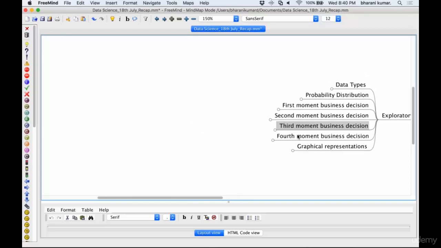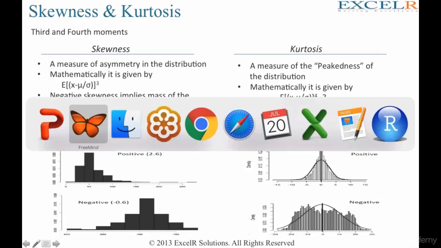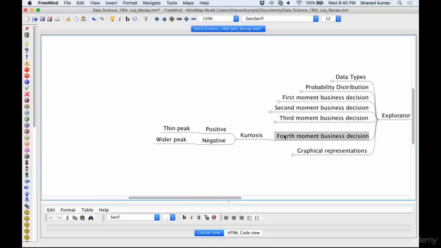And then we have the fourth moment business decision. We've already discussed about these. Skewness, kurtosis. If you have a positive kurtosis, you can say that you have a thin peak. If you have a negative kurtosis, you can say that we have a wider peak.